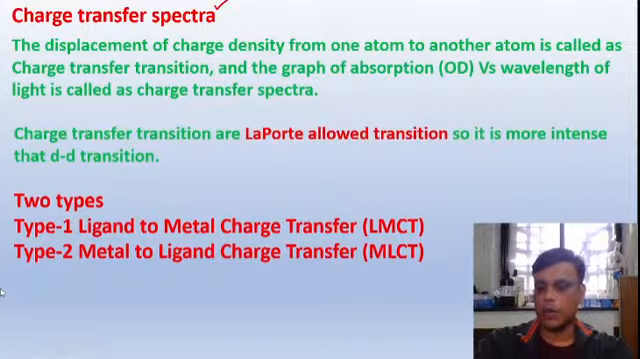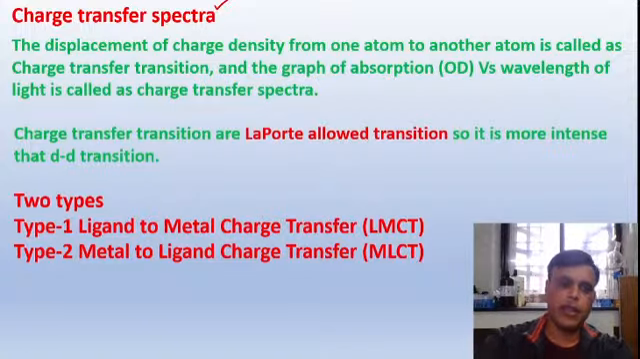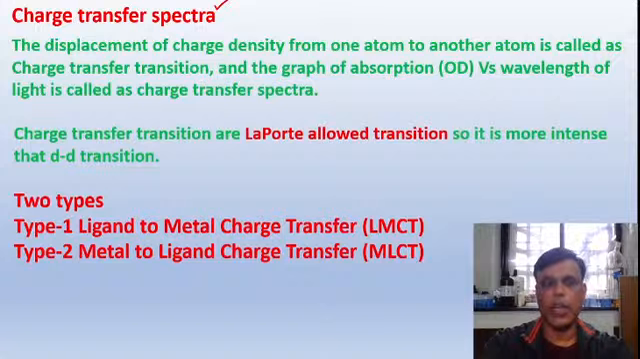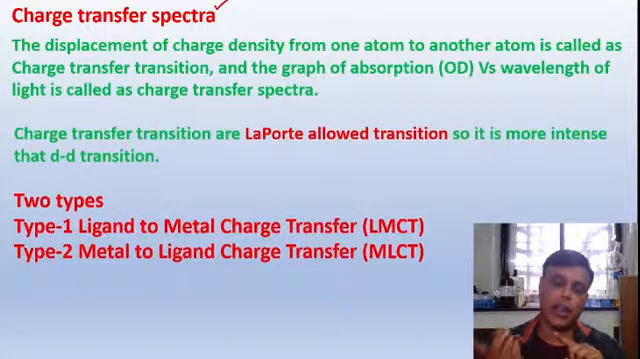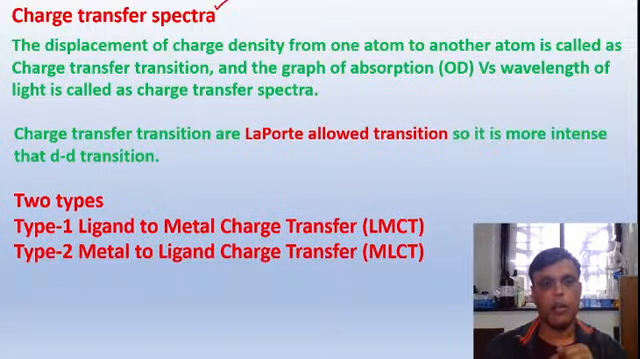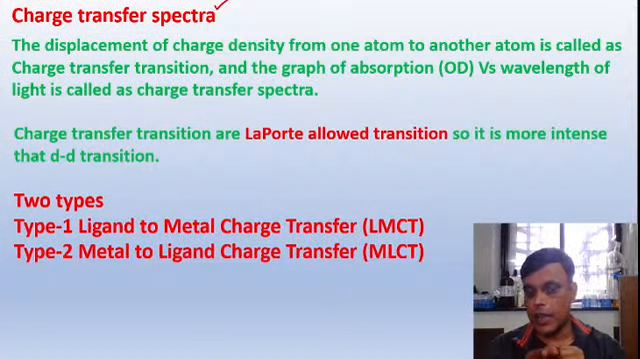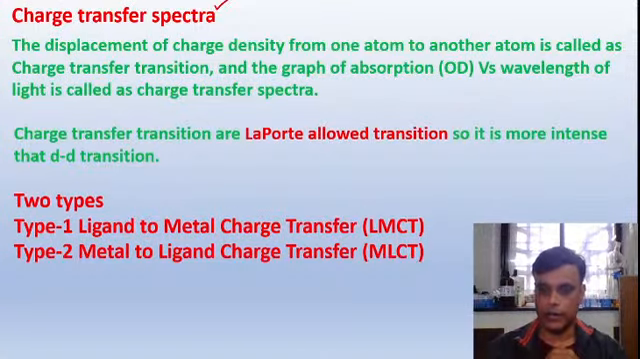Two types of charge transfers are there. Type 1 is ligand to metal charge transfer, and type 2 is metal to ligand charge transfer, which is called MLCT. Okay, so we will discuss both the types, type 1 and type 2. Type 1 is ligand to metal, where the ligand is donating electrons to the metal, and in the second type, the metal donates electrons to the ligand. This second type is called back bonding.